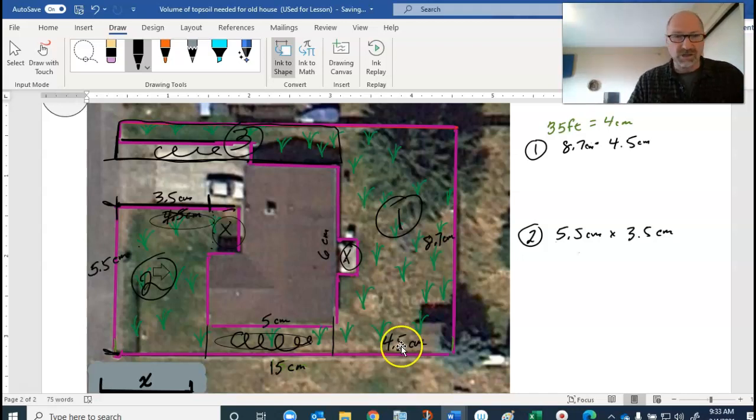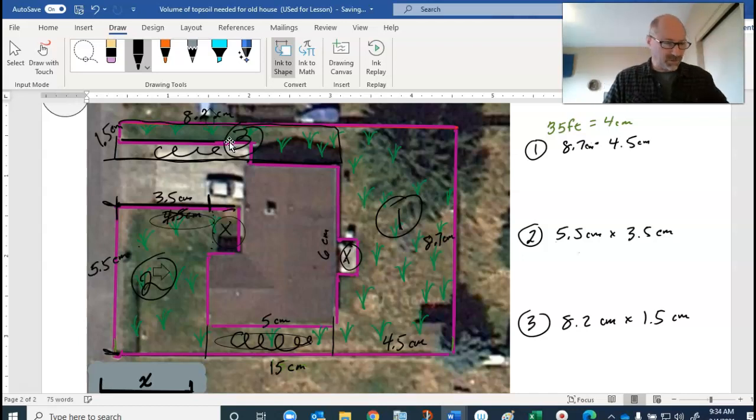And then as I measure along the top here, right along here, that turns out to be 8.2 centimeters along the top. And then the distance from here to here, the width of that rectangle, is 1.5 centimeters. So that's number 3. That's 8.2 centimeters by 1.5 centimeters.